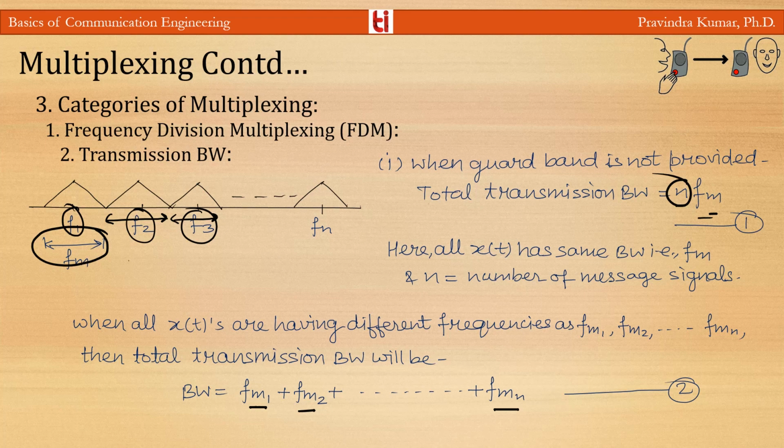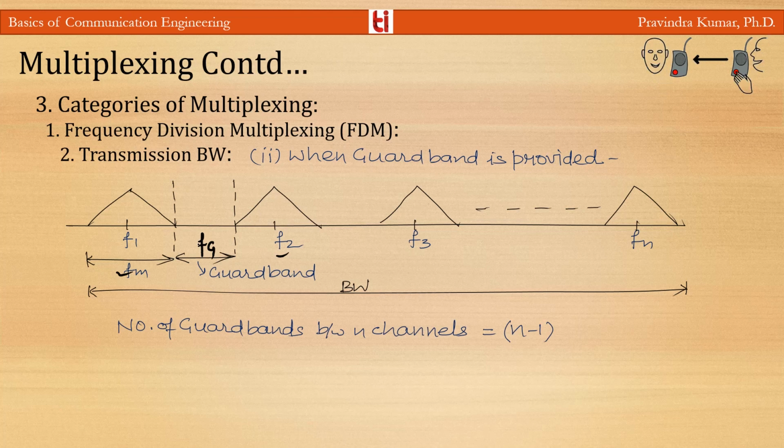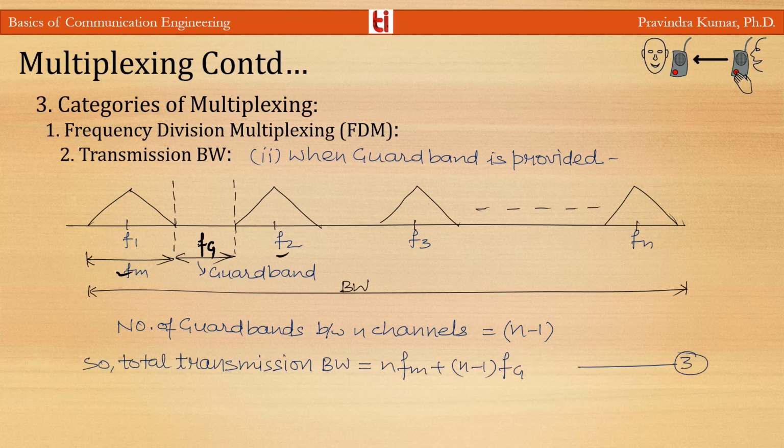Now, when a guard band is used between two signal spectra, if the signal bandwidth is fm and the guard band bandwidth is fg, then the total number of guard bands between n channels will be n minus 1. So the total transmission bandwidth will be n fm plus (n minus 1) fg, where fg is the guard band frequency.